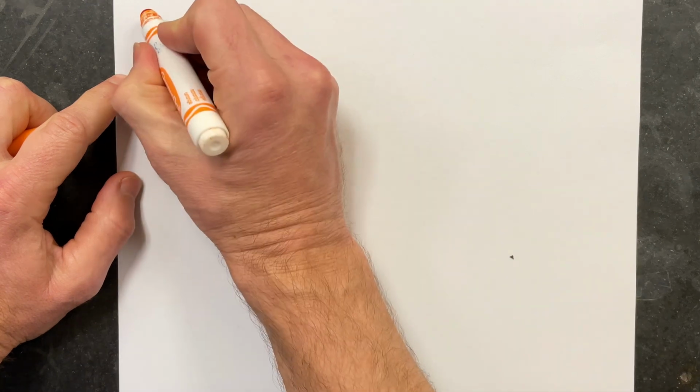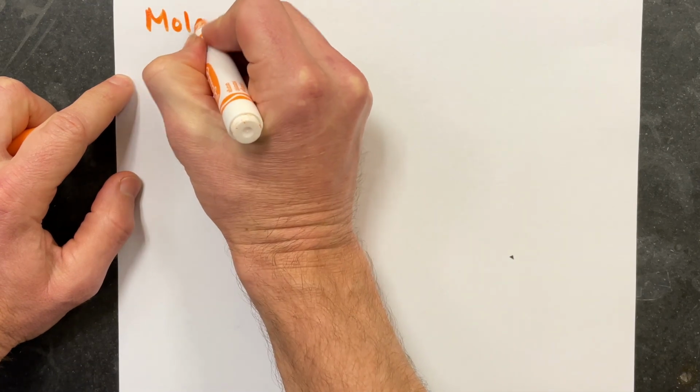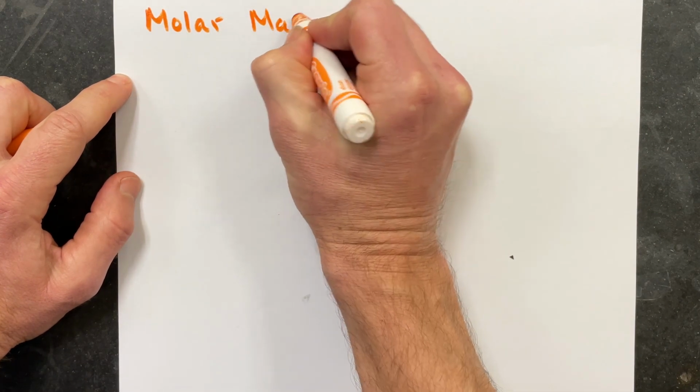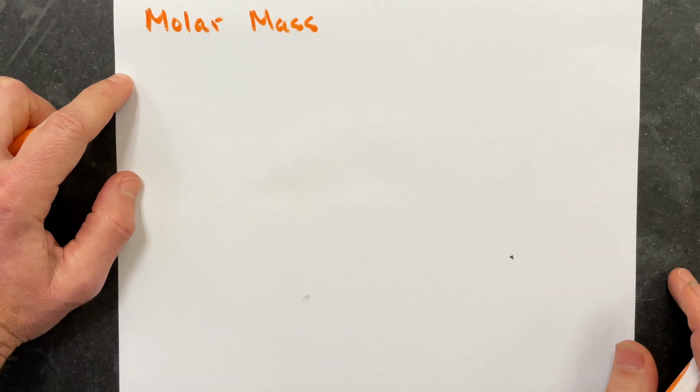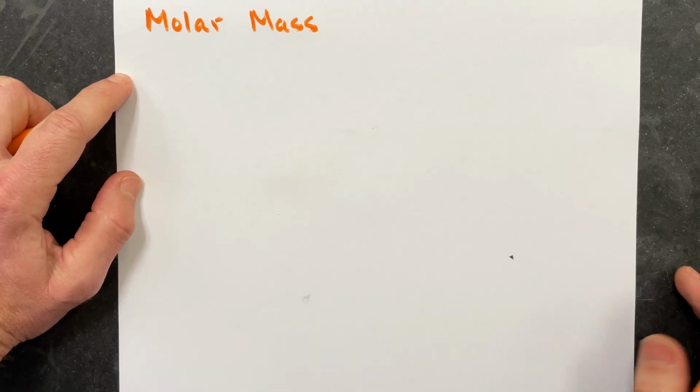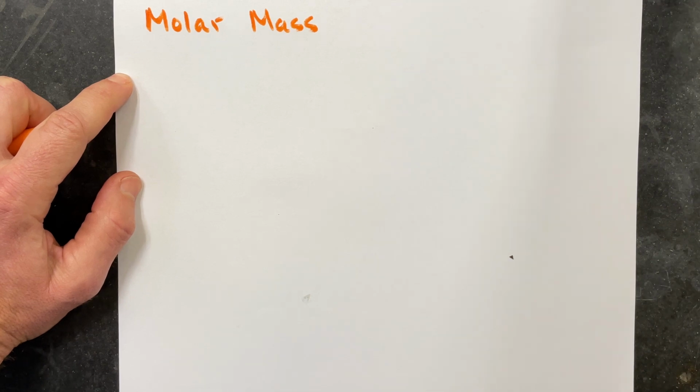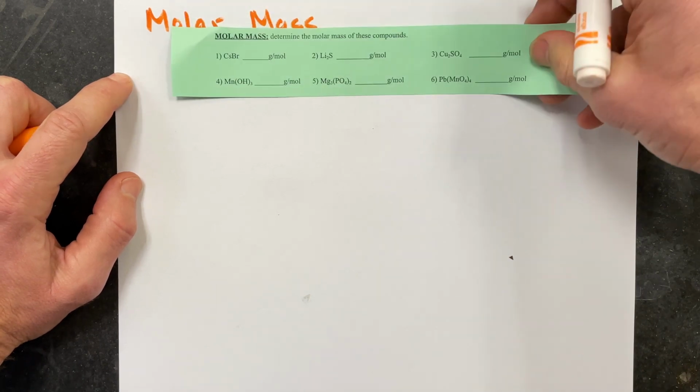Today we're looking at molar mass. Let me give you a few examples and we'll figure out how to do molar mass. To do these, you'll want your periodic table, and I got a couple example problems for us. Let's do this first one.